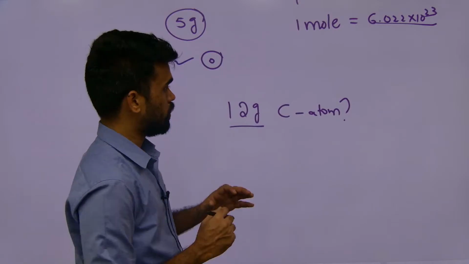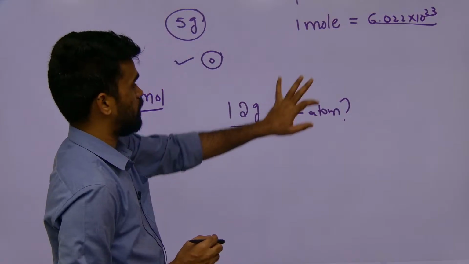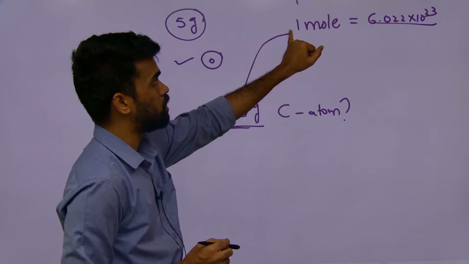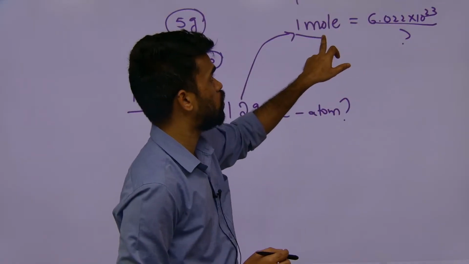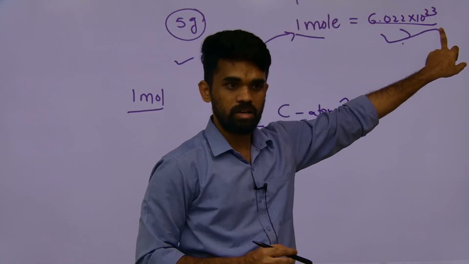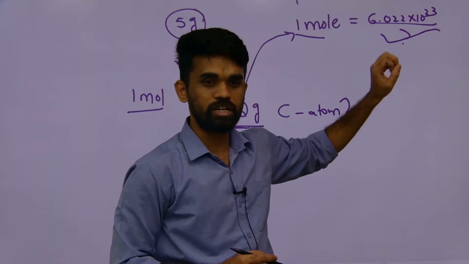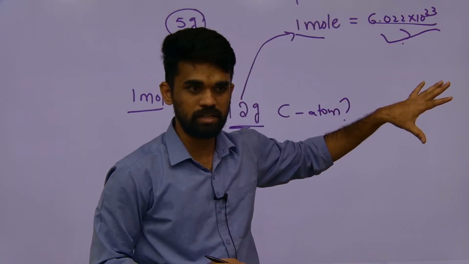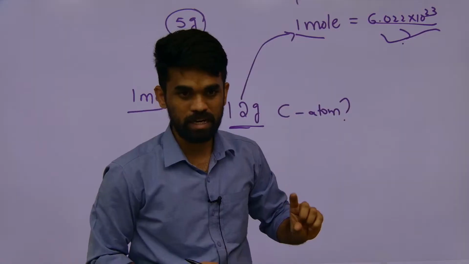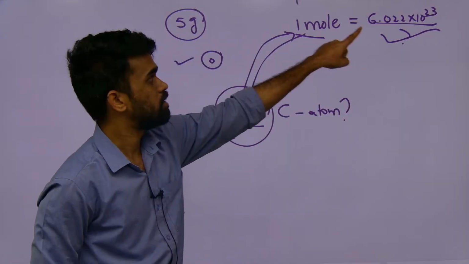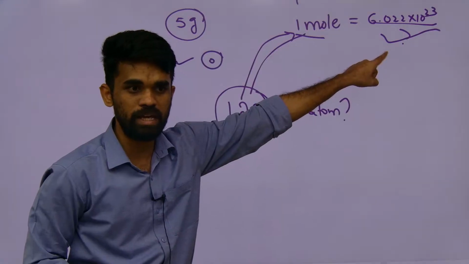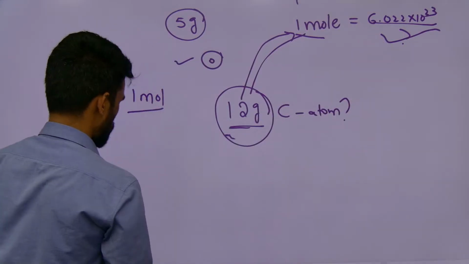There is a concept: if I know how many moles 12 grams is, then I can say how many atoms there are, because if it is 1 mole, I can say 6.022 × 10^23 carbon atoms are present. So what is my primary criterion? Convert the given weight to moles, then you can express how many atoms there are. Yeah, so now I am doing that.